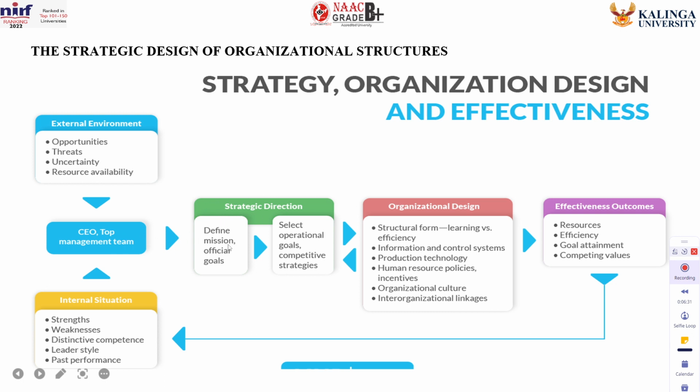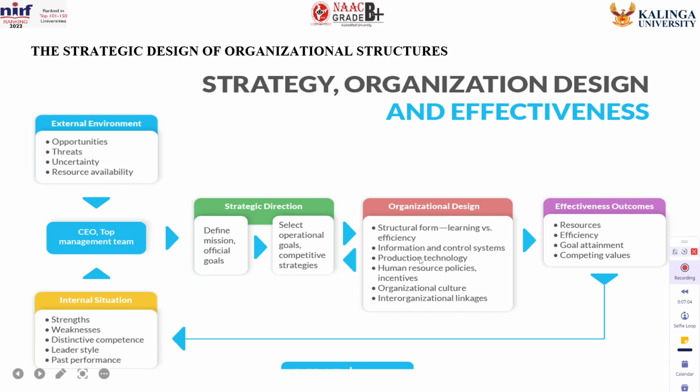So they define the mission, official goals, and select operational goals and competitive strategies. On the basis of this strategic direction, organizational design is made, which is a structural form, that is learning versus efficiency. So how much preference you're giving to learning, as well as how much efficiency you want. Then information and control systems, production technology, human resource policies and incentives, organizational culture, and inter-organizational linkages.